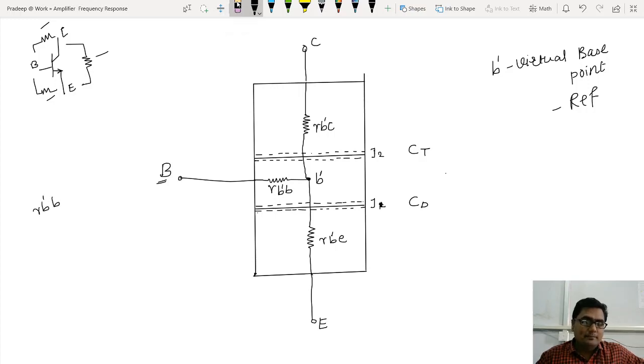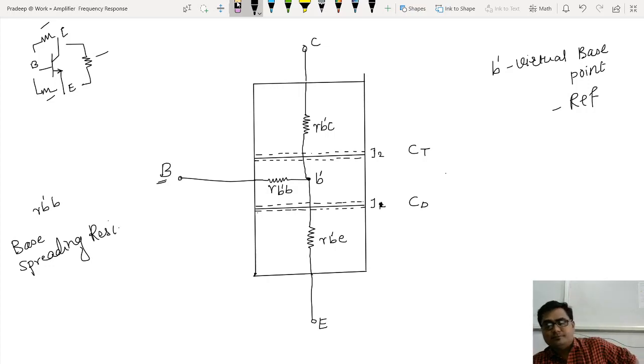This is called the base spreading resistor. Why it is called the base spreading resistor, I'll explain in a few minutes. For the time being, I'm just giving a name to it. Base is actually spread out. How it is spread out, in what condition the base gets spread, I'll explain. It's an extra thing.